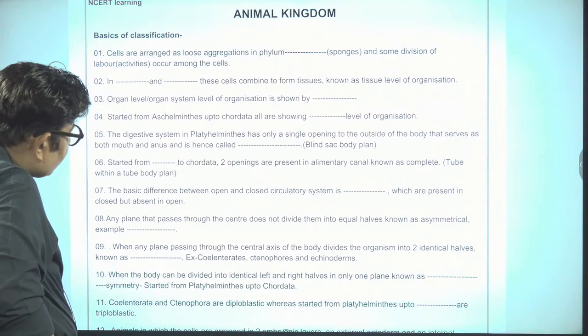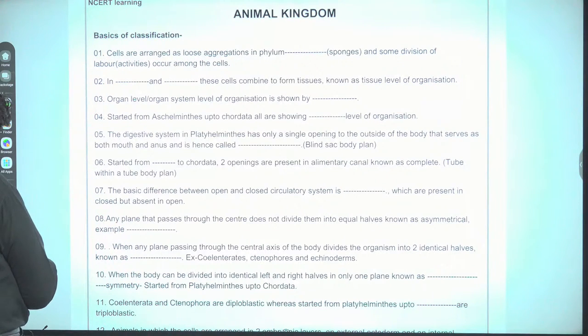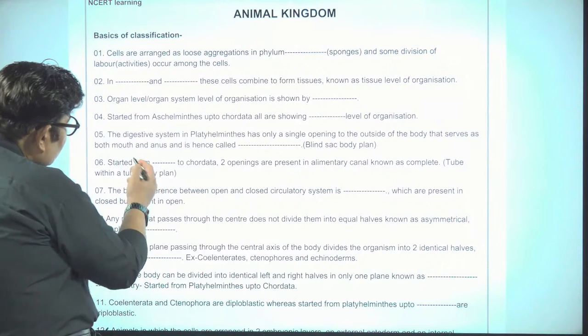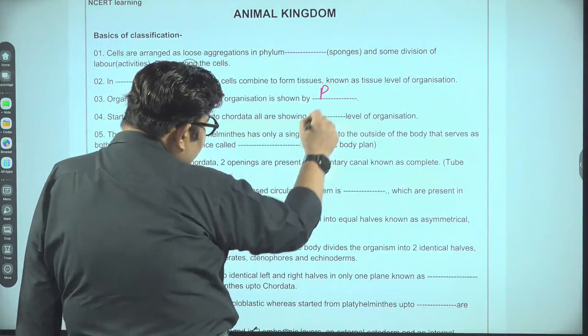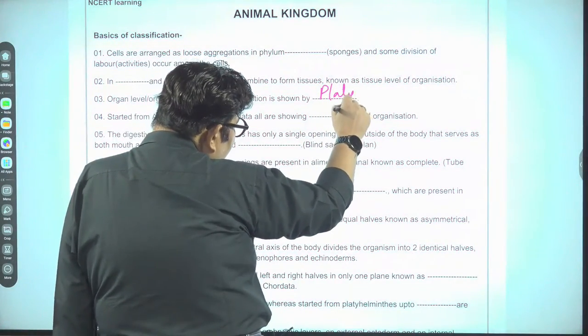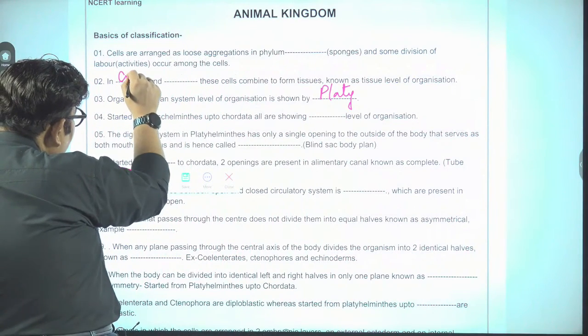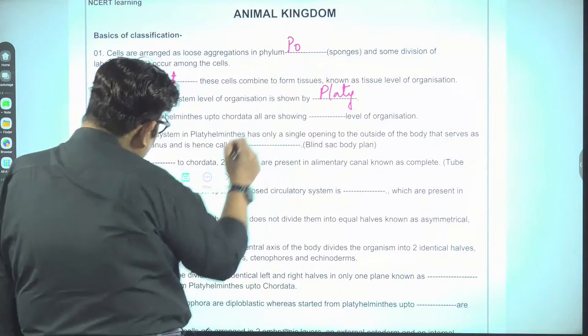Organ and organ system level of organization. Now here it is given both organ and organ system level of organization. So what shall I write here? Yes, I will write here platyhelminths. So platyhelminths is the correct answer for this one. This one is Cnidaria and Ctenophora, and this one is Porifera.